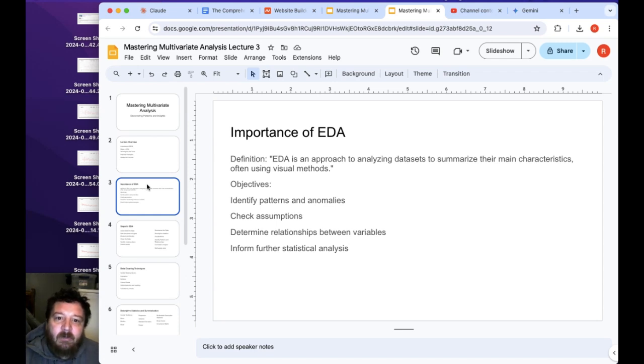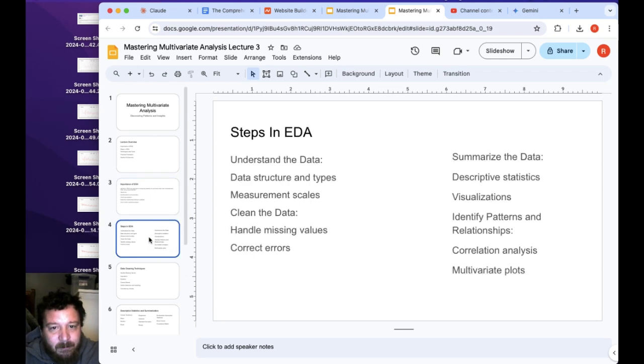And that's what matters. The objectives within that are to identify the patterns and anomalies, check assumptions, determine the relationships between the variables, and then inform further statistical analysis. So you always want to follow this pattern in this process. EDA is all about pattern and process. It's not about just let's go loose and do whatever we want with our data, right?